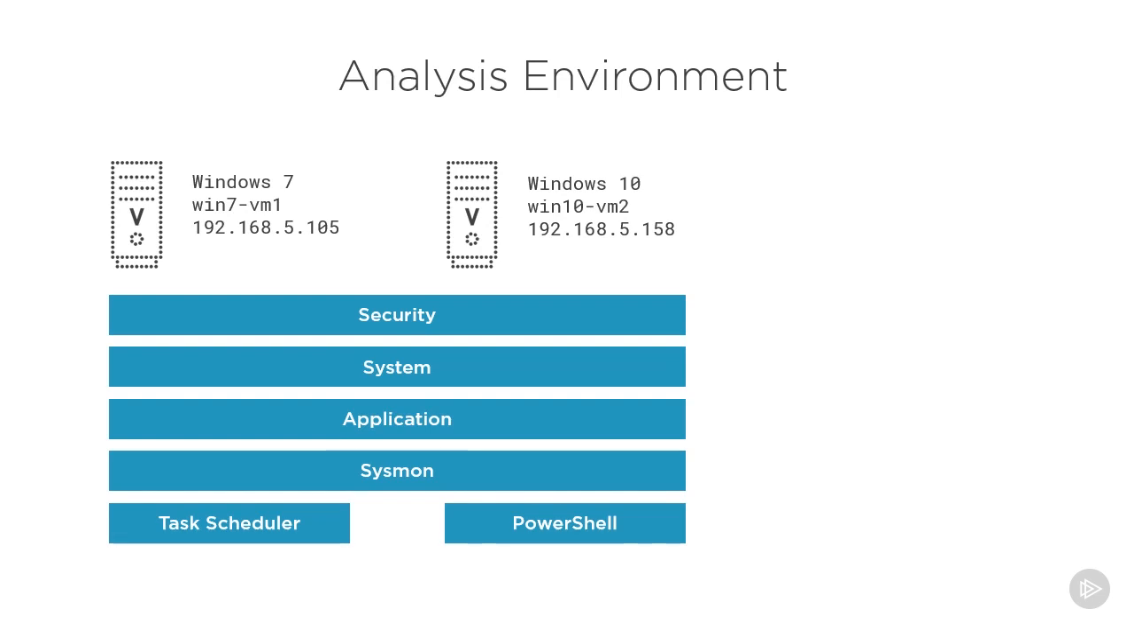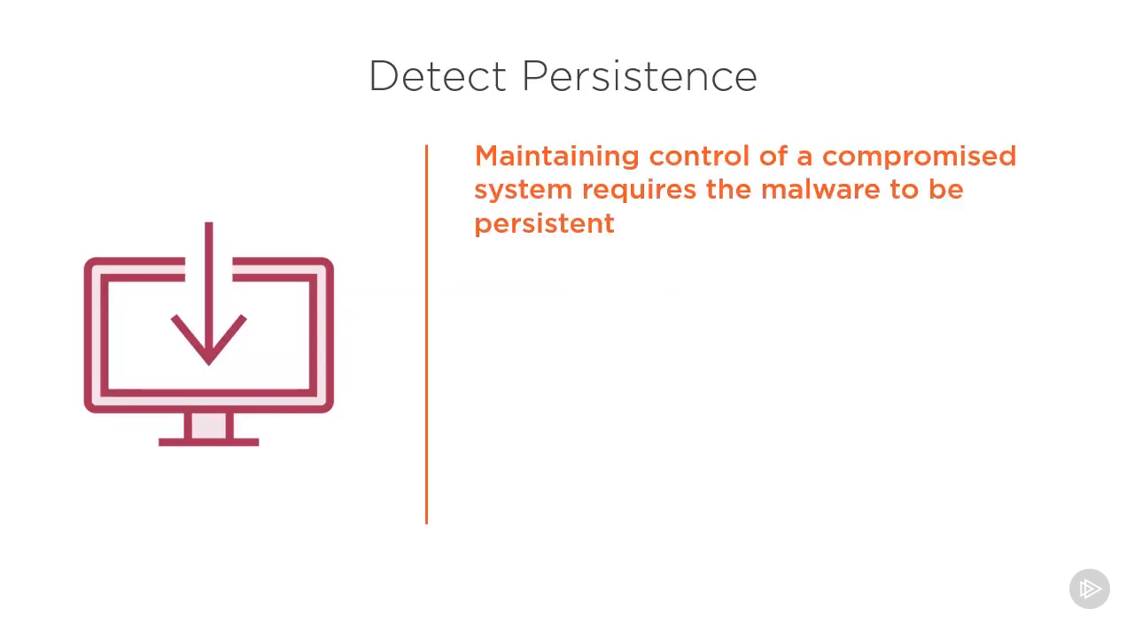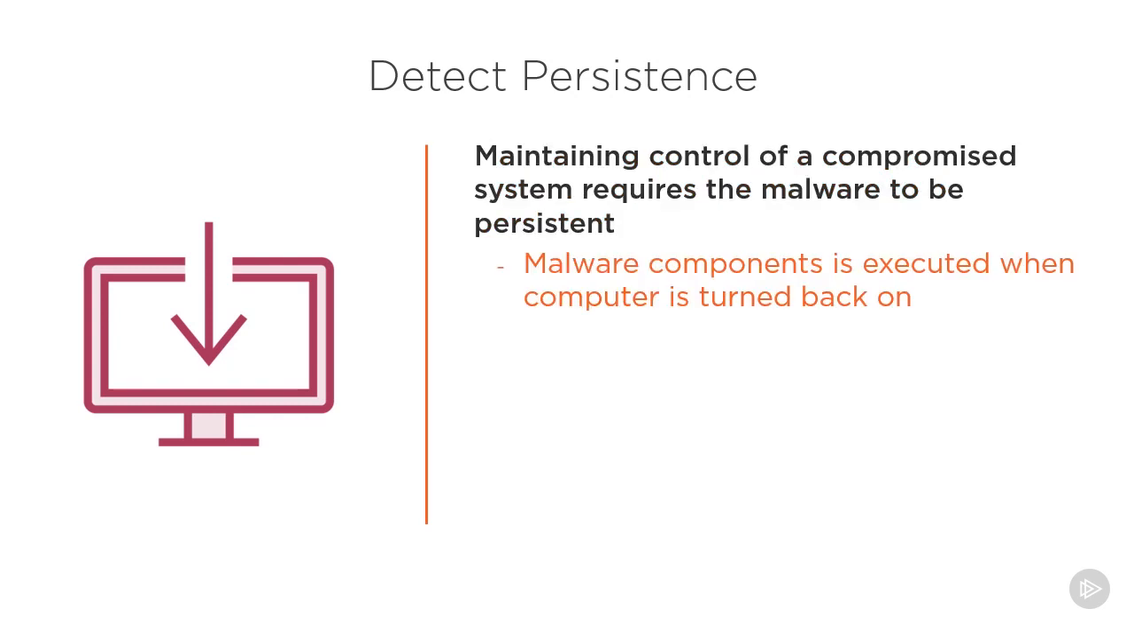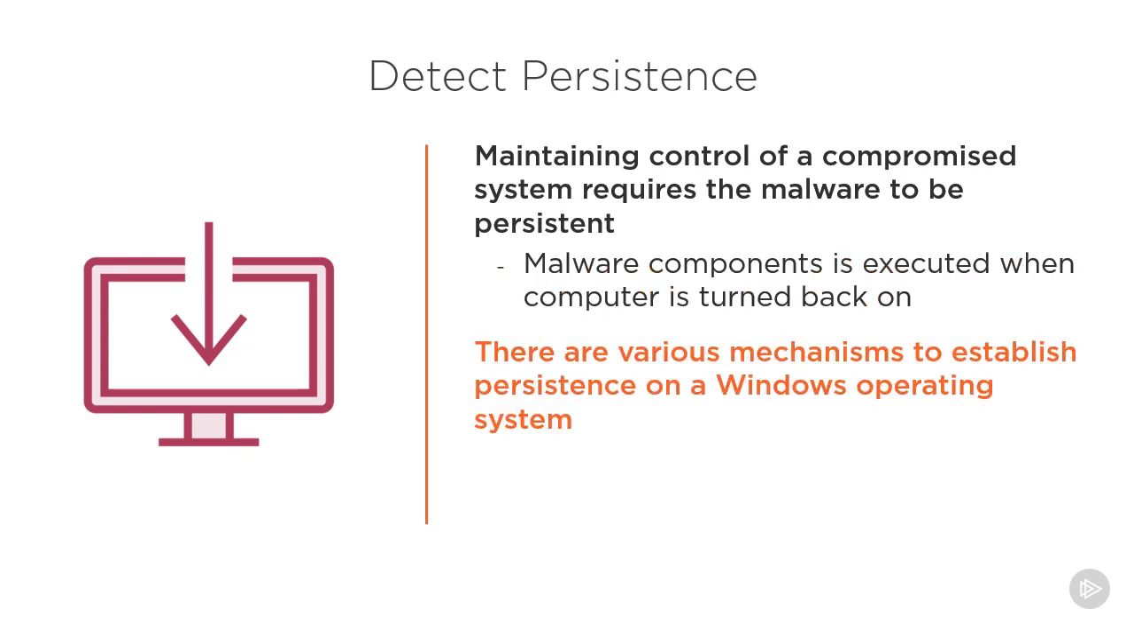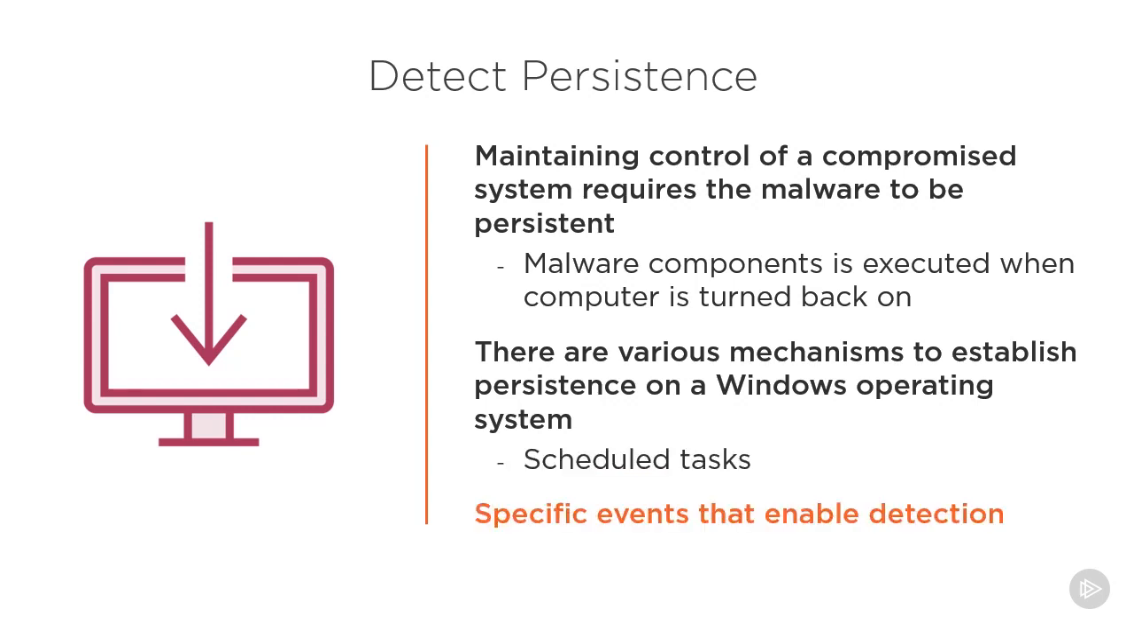Now that we are familiar with the environment, it's time to investigate some suspicious events. To build more context on this, in order for attackers to maintain control of a compromised system, the remote access tool has to maintain persistence. And this means that if a computer is turned off or rebooted, the malware will be executed when the computer is turned back on. There are various mechanisms to establish persistence on a Windows operating system. A very common one used by attackers is through scheduled tasks. And there are specific events that will enable us to detect this activity.